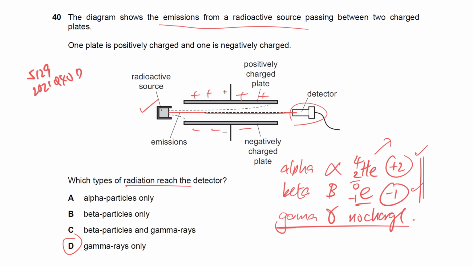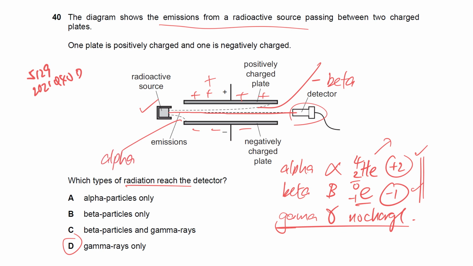But let's revise. How about this particle here? The path is as such. Will it be alpha or beta particle? Since it's deflected, it must be charged. And since the top plate is positive, and you know the laws of electrostatics, like charges will repel and unlike charges will attract. Since it's attracted to the positive plate, this has to be negative, and that means this has to be beta. And on the other hand, this one must be alpha particles.